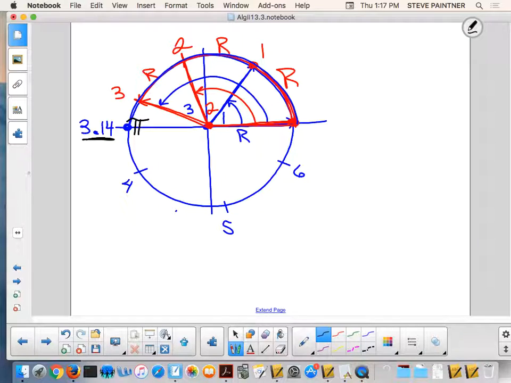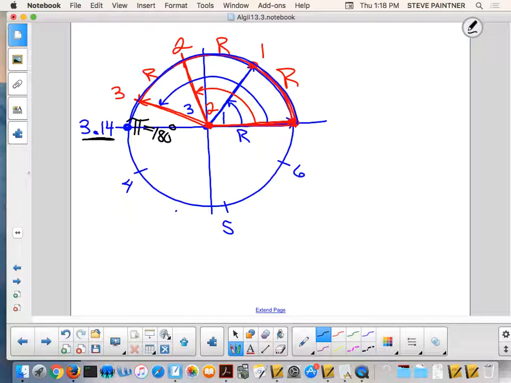Now, tell me where I'm at when it comes to degrees right now. Pi radians is exactly the same as how many degrees? 180 degrees. So these two numbers are the same. One is a measurement of your angle in degrees. One is a measurement in radians.